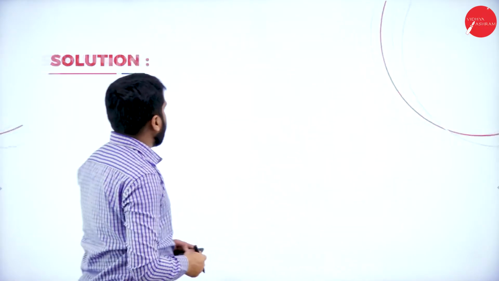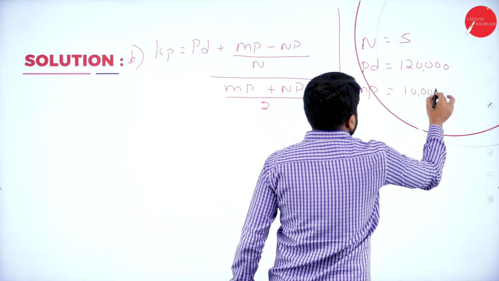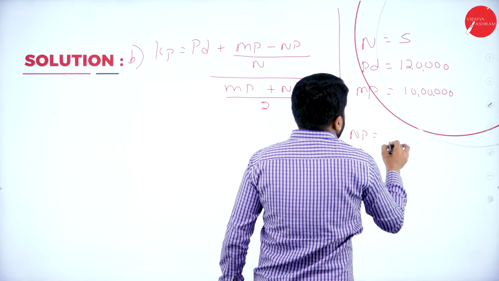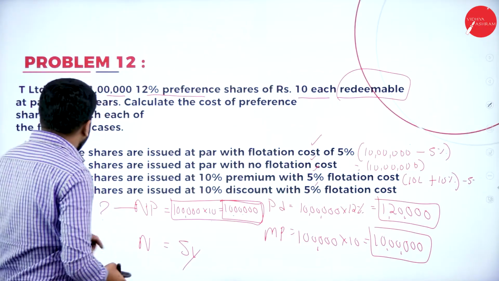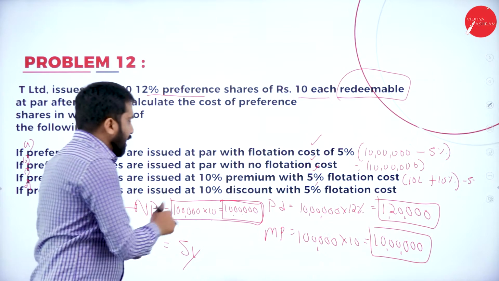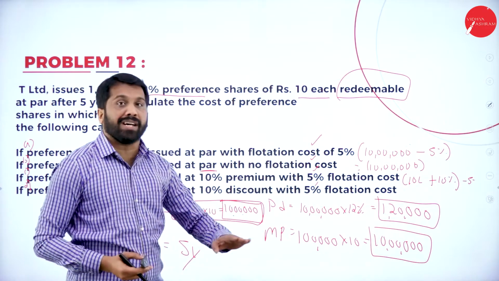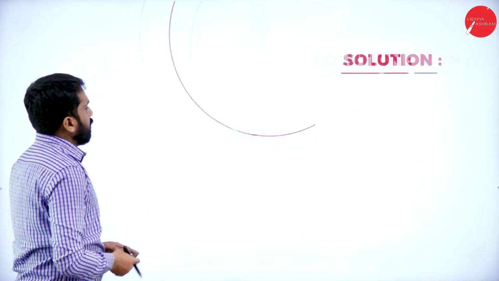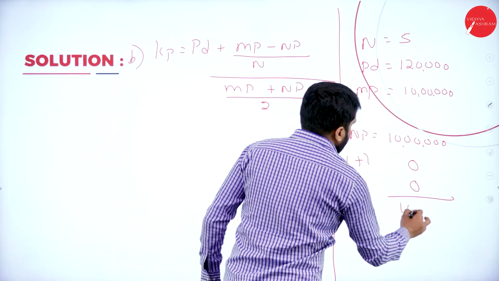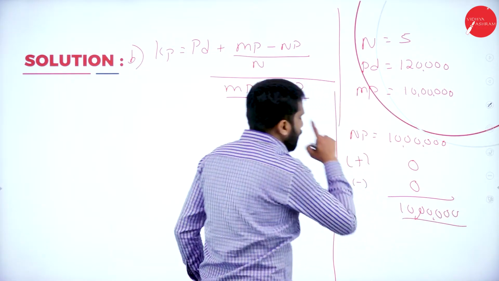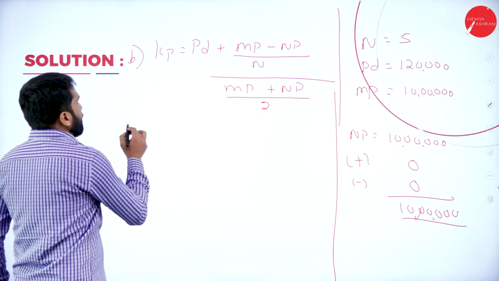Your MP is equal to how much? I'll go back to your previous one. MP was 10 lakh. Here also 10 lakh only. What is your NP? Write down the 10 lakh first. Now, come back to your question. Preference shares are issued at par. Par means 10 lakh actual value with no flotation, no charges. So, plus or minus 0. Your answer is 10 lakh only. There is no premium, no discount, no flotation. So your answer will be 10 lakh.